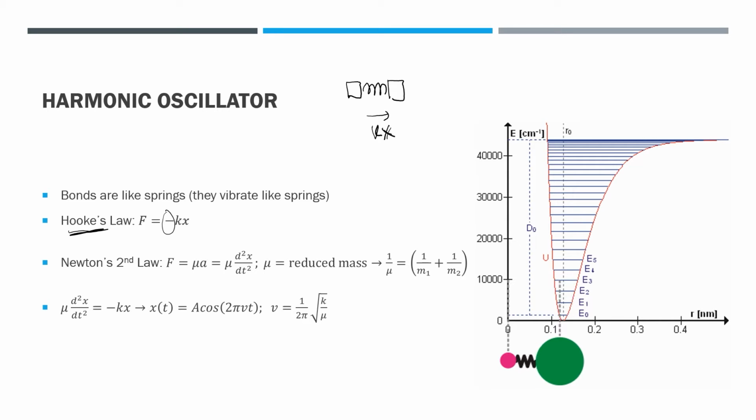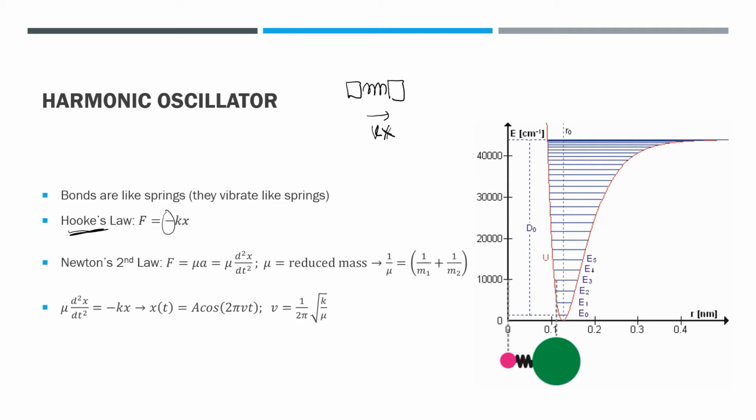Say I compress this bond. Then my force is going to want to push outwards. If I extend this bond, my force is going to want to push inwards. So it's opposite to the displacement, which is why we have the negative sign. So we know that force equals negative kx. That's Hooke's law. We also have from Newton's second law that F equals ma. But in this case, we have F equals mu times a, where mu is our reduced mass of the system, because we have two masses at the ends of the spring, not just one mass. So we have to use something called reduced mass.